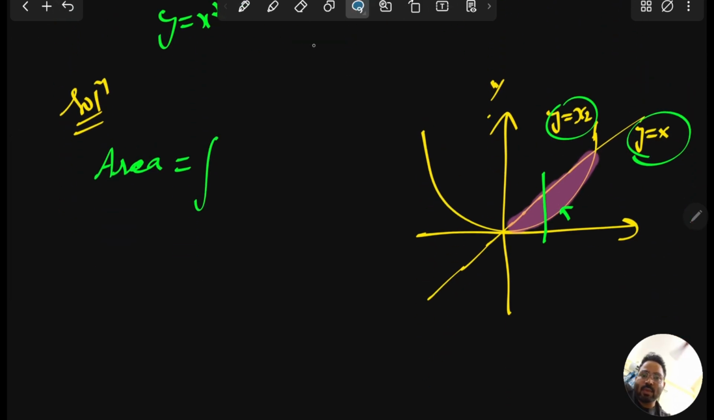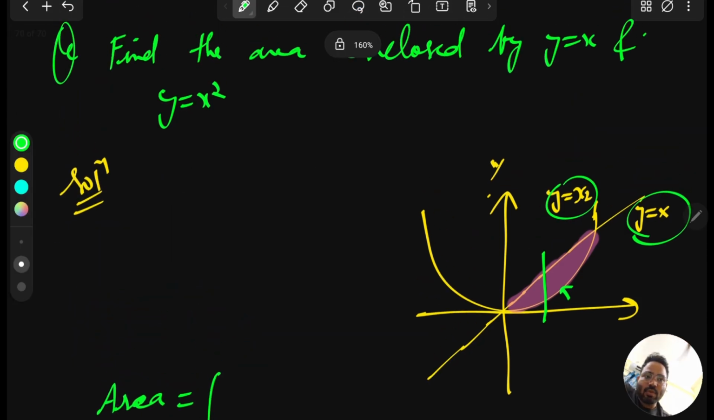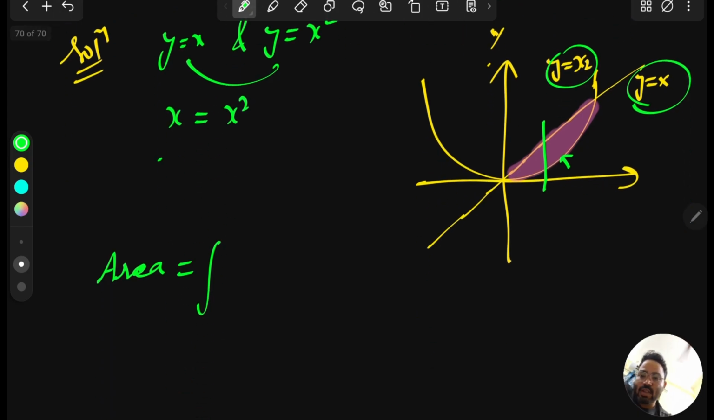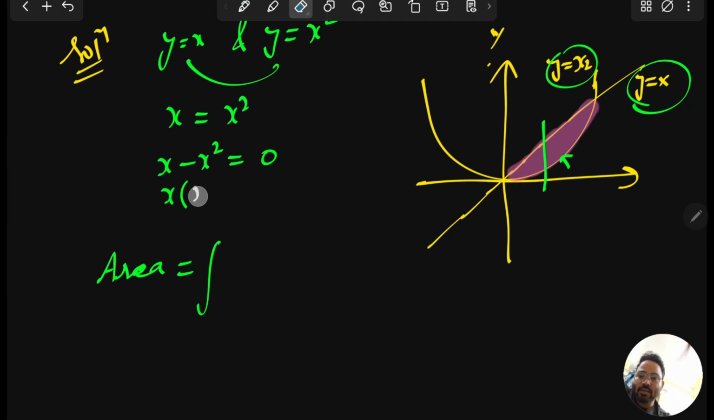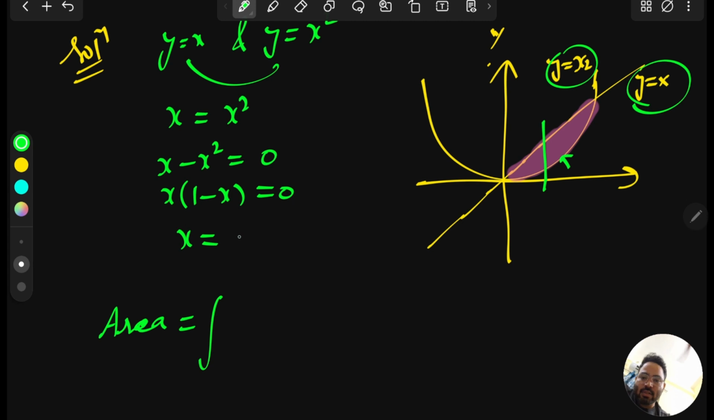First of all, we have to find the limits of integration. How can we find the limits? We have to solve these two curves together: y equal to x and y equal to x square. Just put y here, so x equal to x square. Take x square to this side, and if you take x common, this will give you x times (1 minus x) equal to 0. So from here you get x equal to 0, 1. So x equal to 0 means this point here, and x equal to 1 means this point.